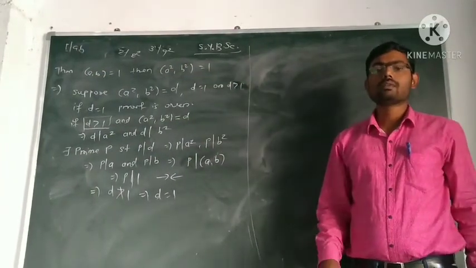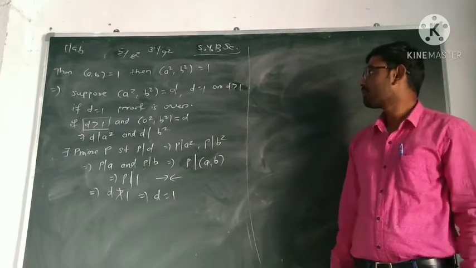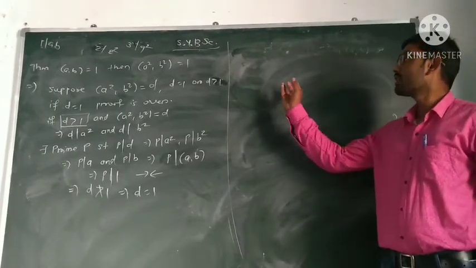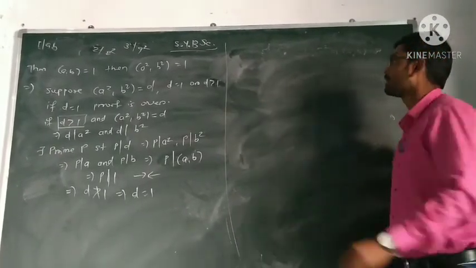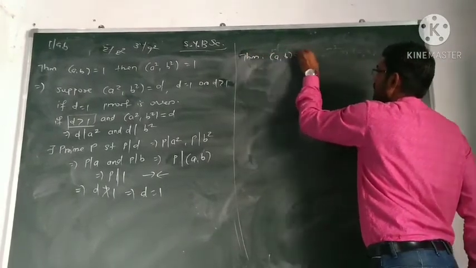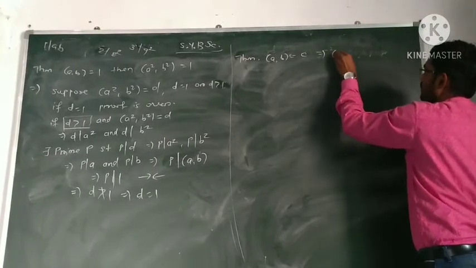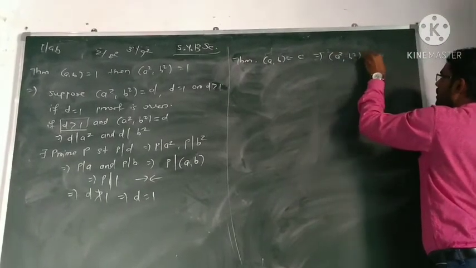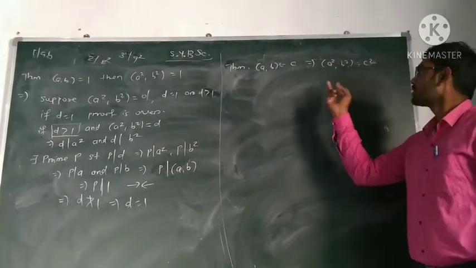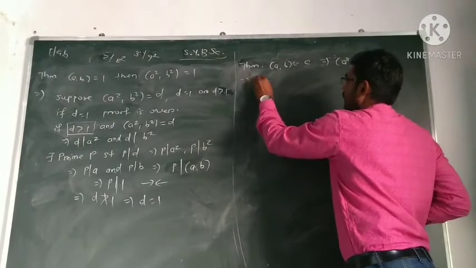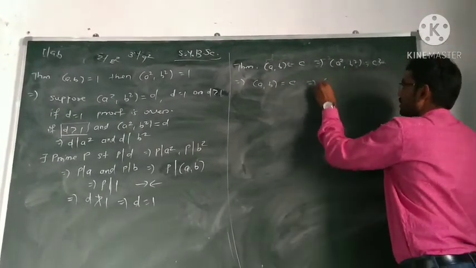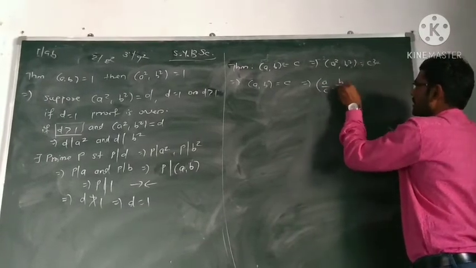Similarly, we will see another theorem based on this theorem. The next theorem is: if GCD of A and B is equal to C, then GCD of A square and B square is equal to C square. The proof of this theorem is very simple. We are given GCD of A and B is C. This means GCD of A by C and B by C is equal to 1.